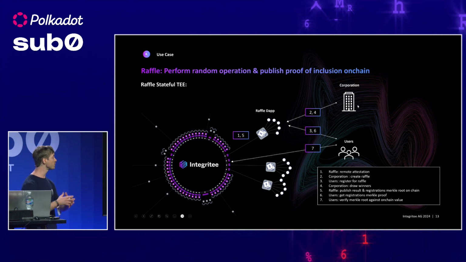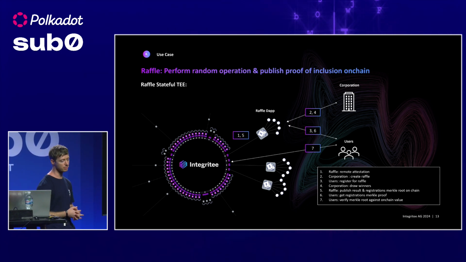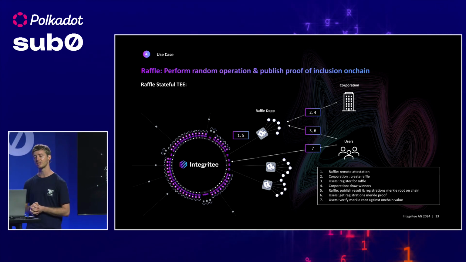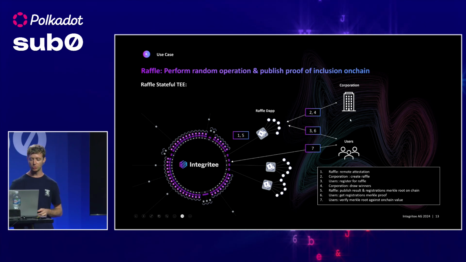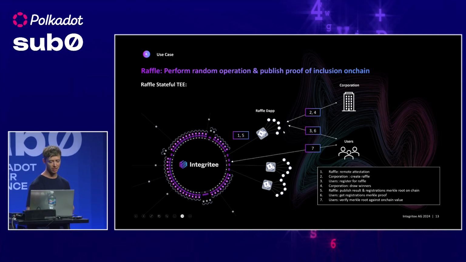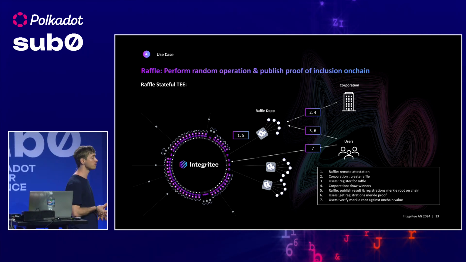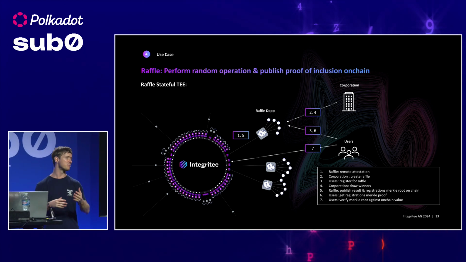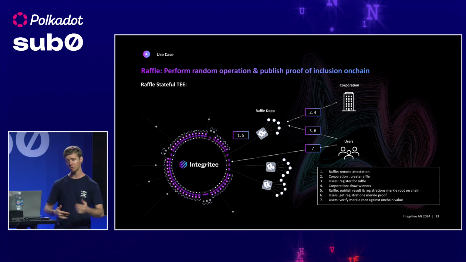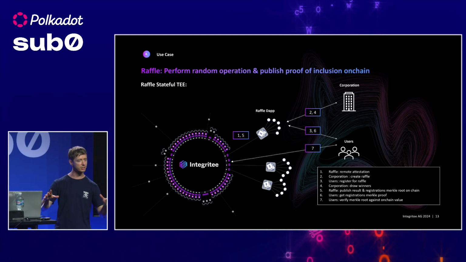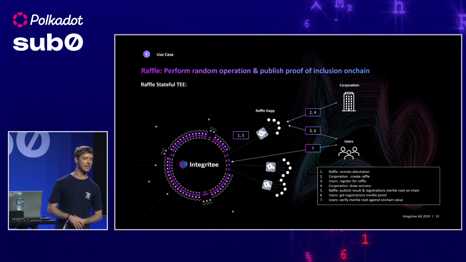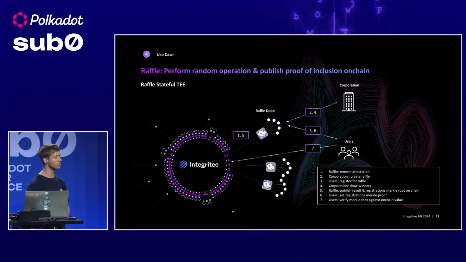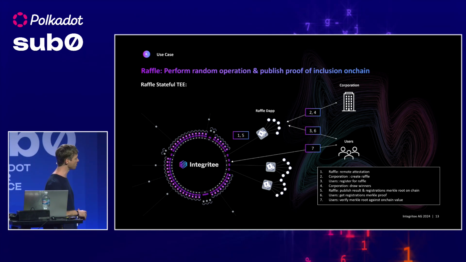Then the corporation will decide, "Hey, I want to create a raffle so that users can sign up for my raffle." The users will register for that raffle, and the T will store all the registered users. At some point, the corporation will tell it to close. This can be triggered by the corporation, or it can be a fixed schedule, like 2 weeks or X amount of blocks, and then the raffle registrations will close and the winners will be drawn.